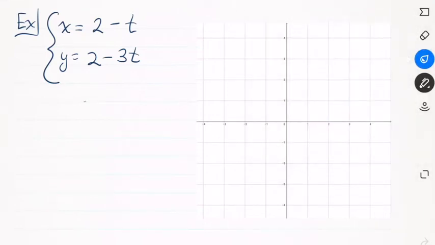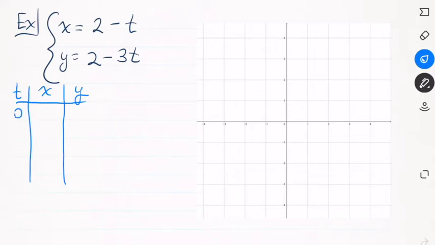So if we do a table, we would do a 3-column table, and t would go here, x would go here, y would go there. And then t, trying to be time, we would let t equal 0. So t is equal to 0, we get x is 2, y is 2. When t is equal to 1, you get 2 minus 1, which is 1. And you get 2 minus 3, which is negative 1.